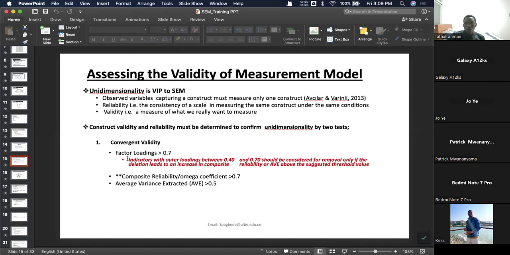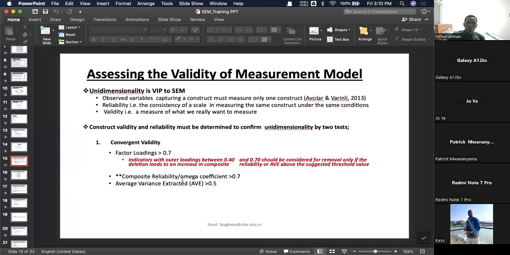Now, the highlighted information here is very, very important. It says indicators with outer loadings between 0.40 and 0.70 should be considered for removal only if the deletion leads to an increase in the composite reliability or average variance extracted. You understand it, don't worry, it's just grammar.